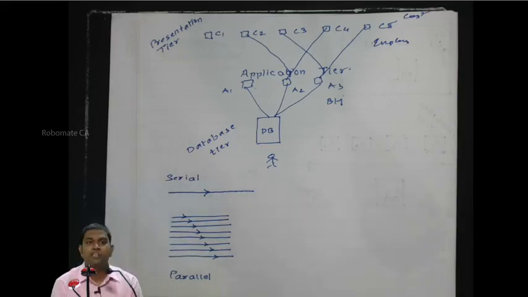That is called synchronous transmission of data and asynchronous type of data transmission. Now, what is synchronous and what is asynchronous? I will give you one example to understand what is asynchronous.